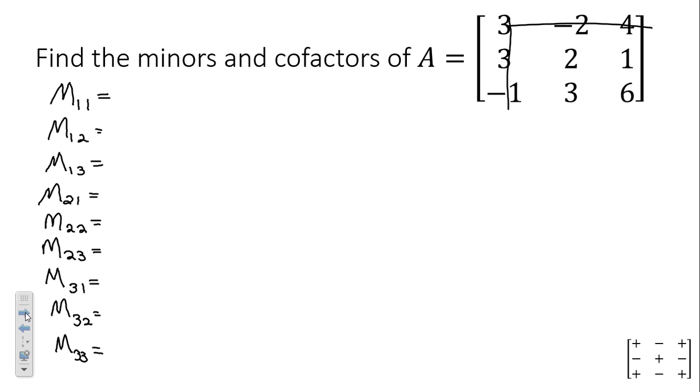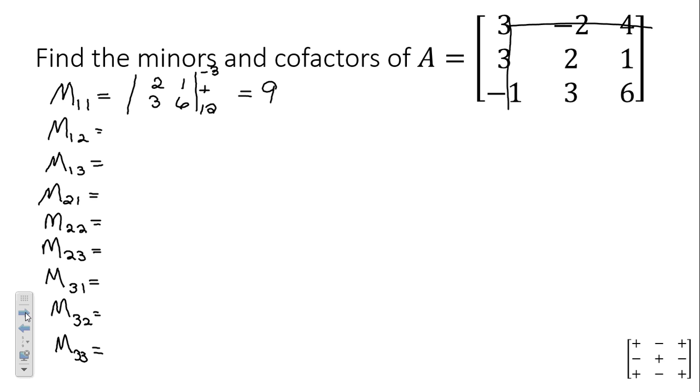So when we eliminate row 1 and column 1, now we want the determinant, notice our vertical brackets, not our square brackets, of 2, 1, 3, 6. How do we evaluate the determinant of 2, 1, 3, 6? Yep, multiply the 3 times the 1 and change the sign. Multiply the 2 times 6 and keep the sign the same, right? And add the two up. So what is 12 minus 3? 9. The minor of row 1, column 1 of this matrix is 9.